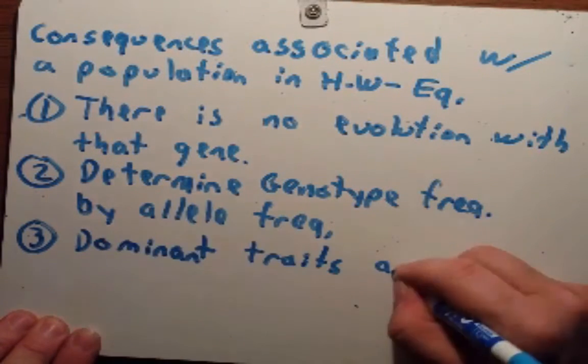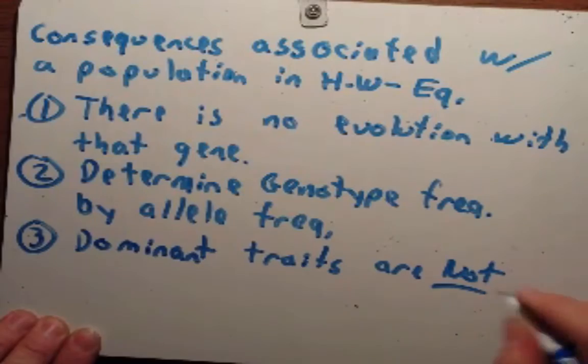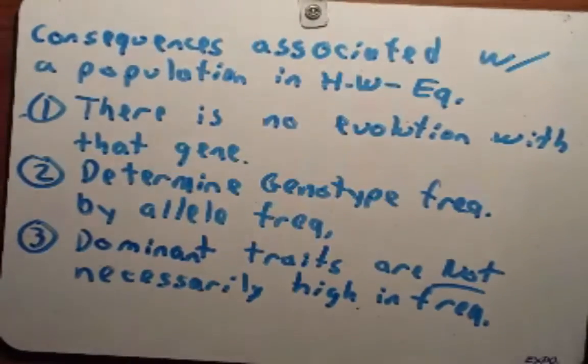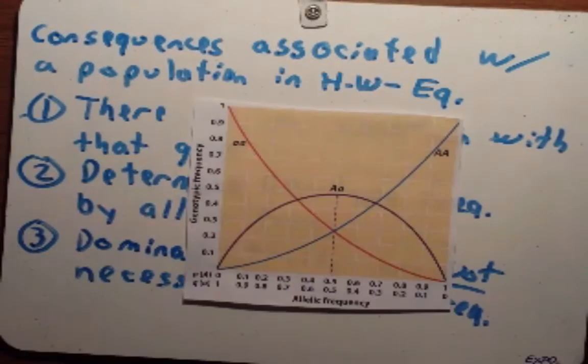Dominant traits are not necessarily high in frequency. So if we look at our graph again, big A is the dominant trait, but if there happens to be more little a's in the population, then the number of individuals who have the dominant phenotype, big A, are going to be smaller. So just because big A is dominant does not mean that more individuals in that population will have the phenotype of big A. It could be they have the phenotype of little a.